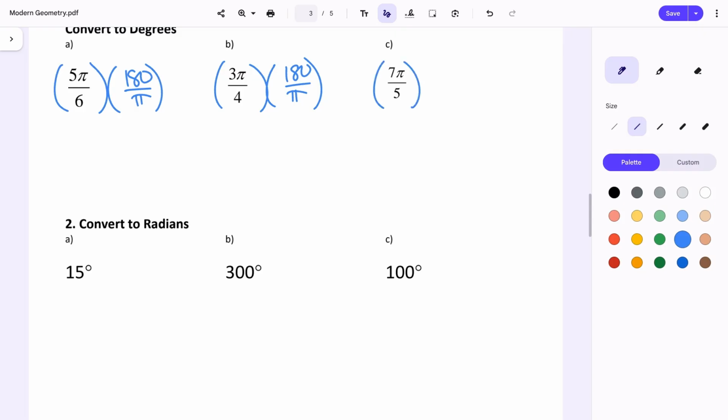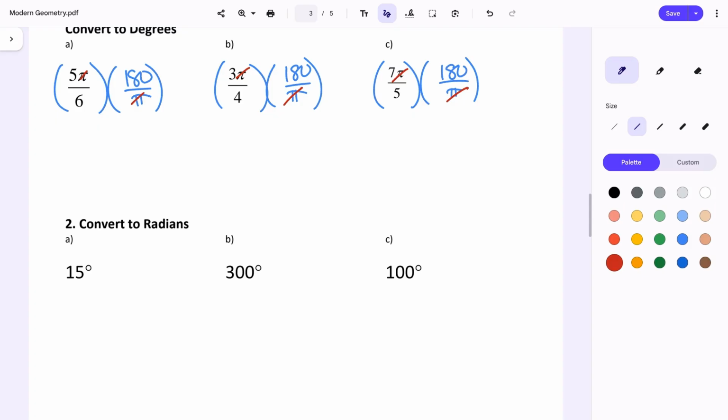Now again, on all three of these, the pi's should cancel. So I'll just cross all these pi's off. And then you're just working with the numbers. Now, as far as working with the numbers goes, if you're reducing before you multiply together, that's fine. If you're just taking, like on this first one, 5 times 180 and then dividing by 6, that's okay too. It doesn't really matter how you go about it. You should still get the same answer, okay?